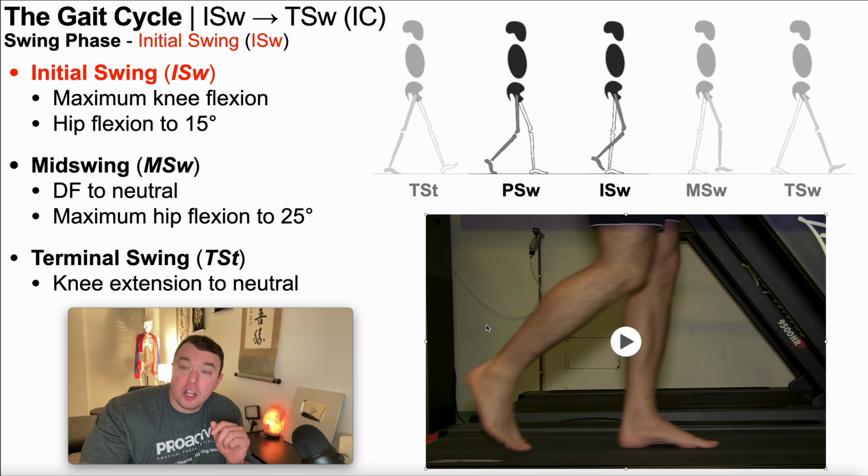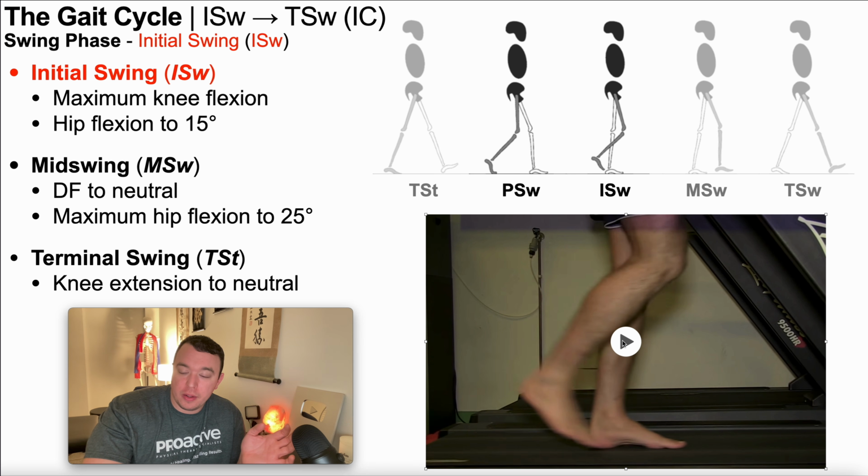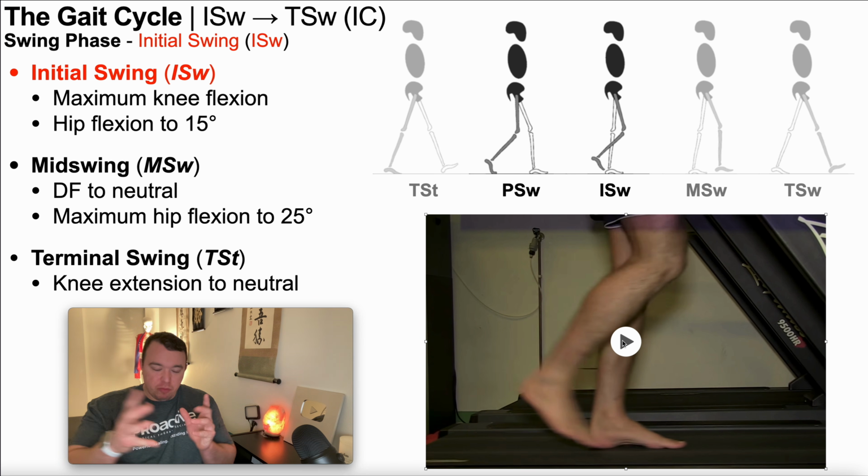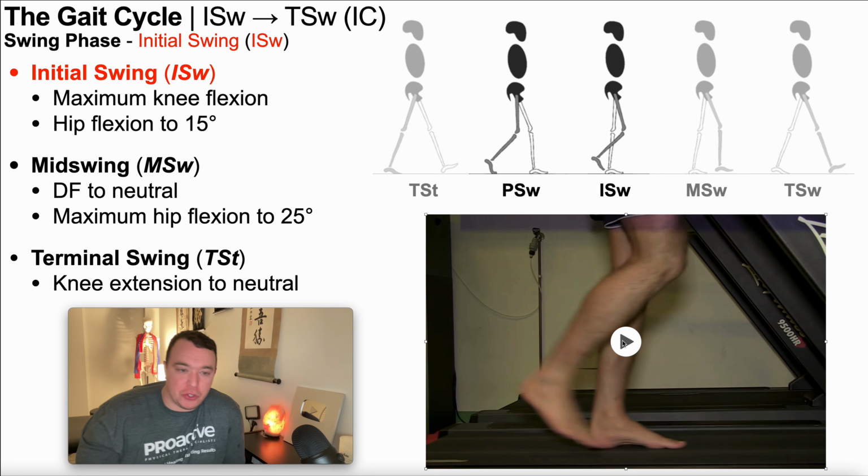Okay? So let's take a look at initial swing right here in the video. So you can see here, if you look closely, those toes, they've just barely left the floor. Okay? They're no longer in contact, which means we're not in pre-swing. We have just started initial swing. And obviously this leg is going to start swinging forward, right? And right about here, this would be basically the end of initial swing.